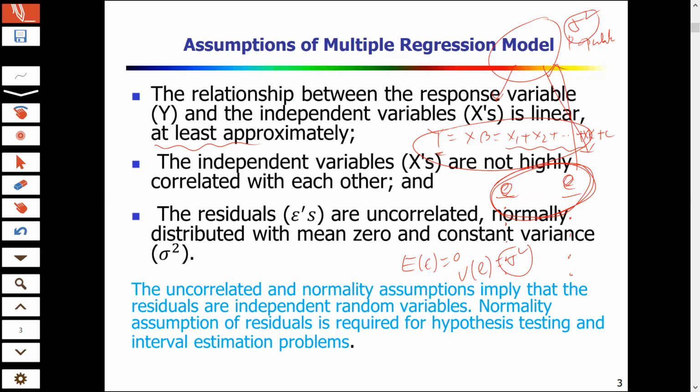The uncorrelated and normality assumptions imply that the residuals are independent random variables. Normality assumption of the residuals is required for hypothesis testing and interval estimation.